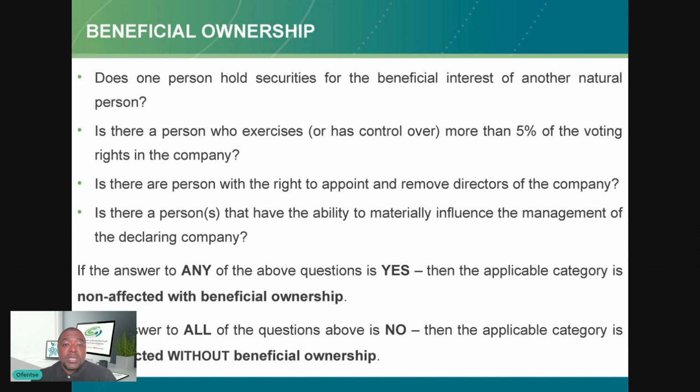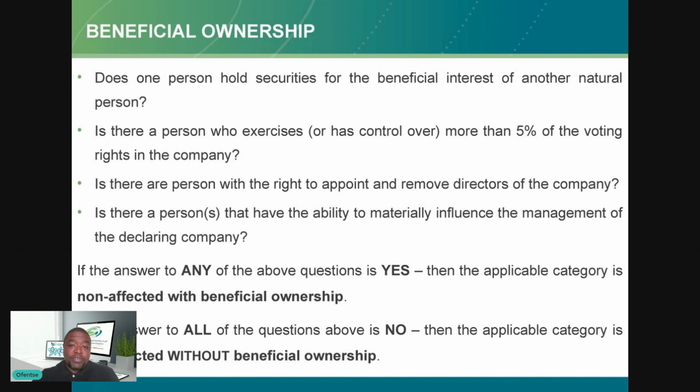Now, simply put, if you answered yes to any one of the above questions, then it means that you do have beneficial ownership information to declare on behalf of that company. And if you answered no to all of the questions above, then it means you do not have beneficial ownership information to declare. Now, based on the last question and this question, you already will have an understanding of whether you are an affected company or not. And if you are a non-affected company, are you a non-affected company with beneficial ownership, or a non-affected company without beneficial ownership?